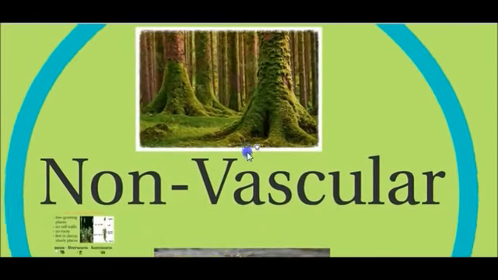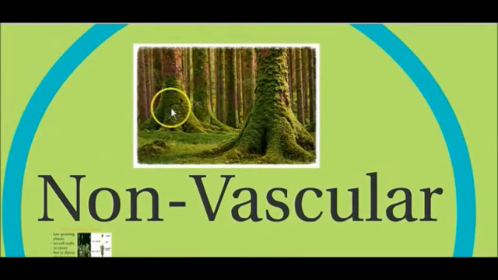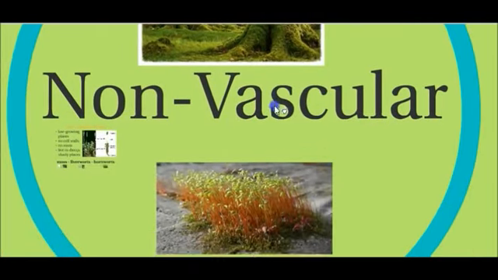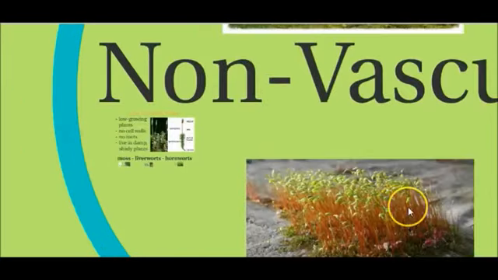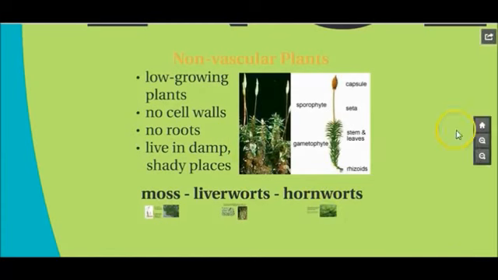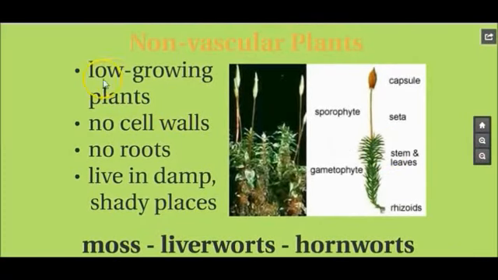If you look in the photo here, this is moss growing on the ground and up the sides of these trees. Another example down here, this is moss growing on a rock, and it has grown some reproductive structures that we'll talk about in a minute. So moss is an example of a non-vascular plant. Non-vascular plants have no cell walls, there's no roots, they're usually low growing, and they live in damp, shady places.